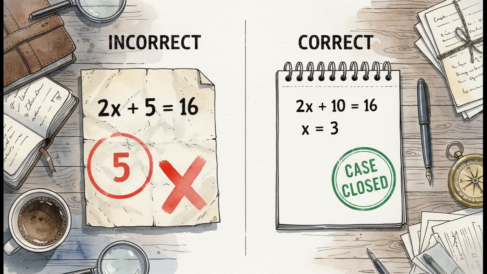And there it is. The student only multiplied the 2 by the x. They totally forgot to also multiply the 2 by the 5. Remember, distribution means you share that number on the outside with everything on the inside. So the correct first step is actually 2x plus 10 equals 16, which when you solve it, gives you the right answer. x equals 3. Case closed.